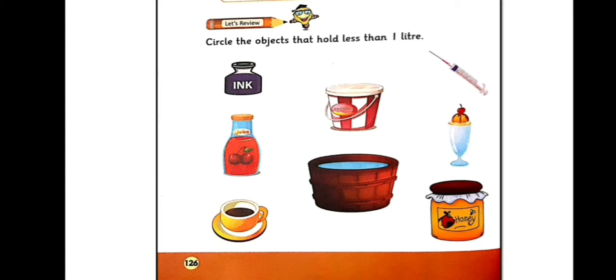Let's move on to the exercise. Circle the objects that hold less than 1 liter. Can you guess what objects can hold less than 1 liter? It's very simple. The smaller objects can hold less than 1 liter. So, let's see what are the smaller objects that can hold less than 1 liter.